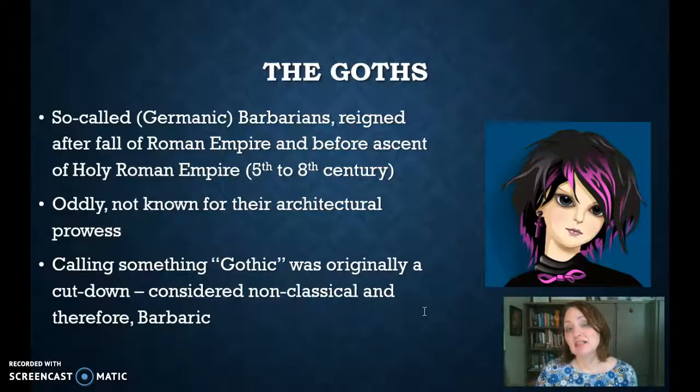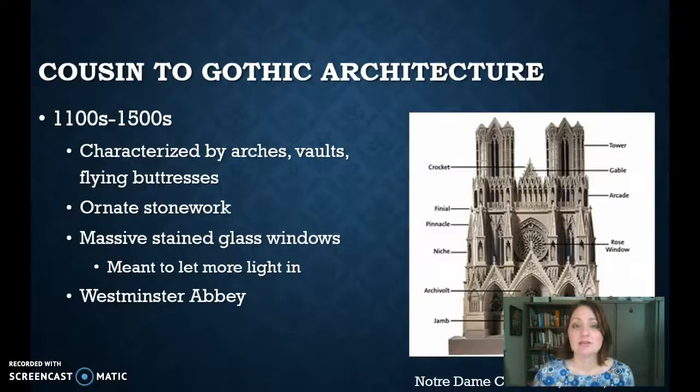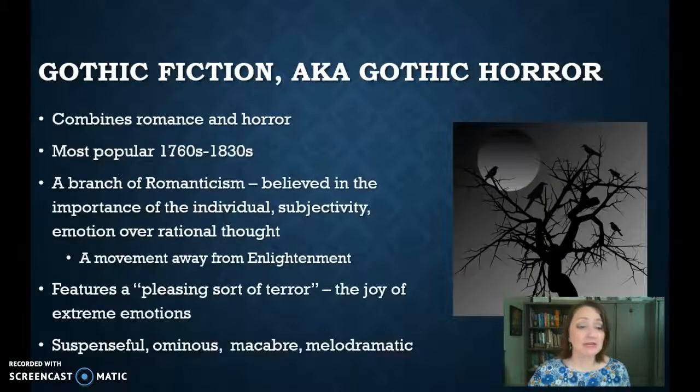Gothicism or Gothic is also associated with architecture, and when you see a Gothic piece of architecture, it's identifiable by its ornate structure, by its use of arches and buttresses, and an example of this would be Westminster Abbey in London. So when we talk about Gothic horror or Gothic fiction, you are combining two literary genres in one.